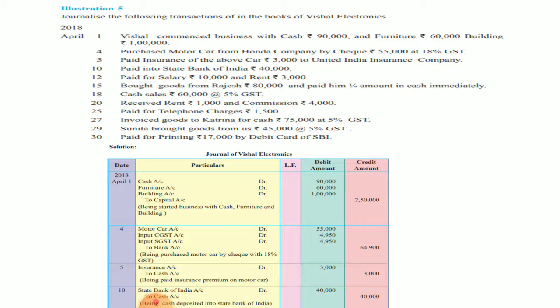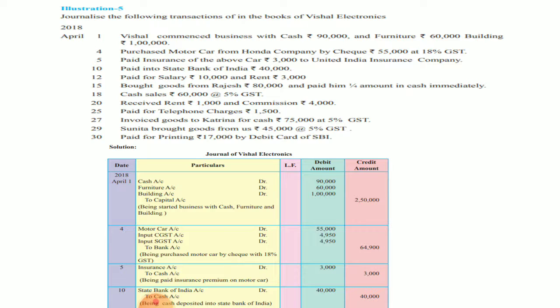Vishal commenced business with cash 90,000, furniture 60,000, building 1 lakh. So here it is a compound entry, because he has started his business with three things, that is cash, furniture and building.